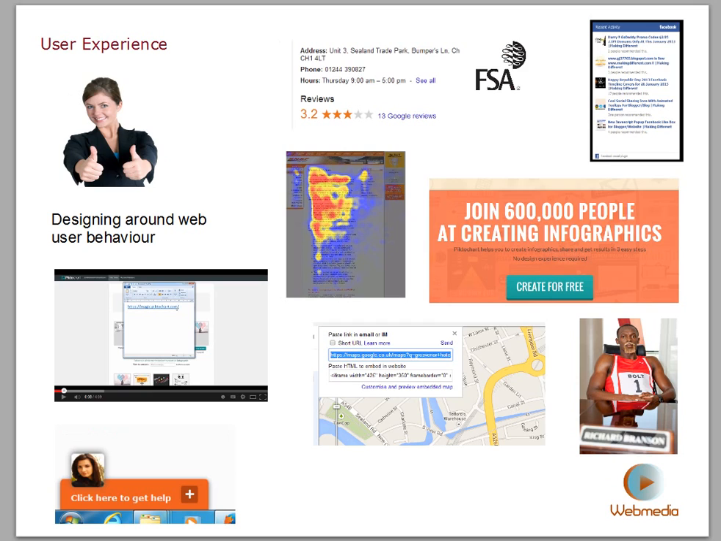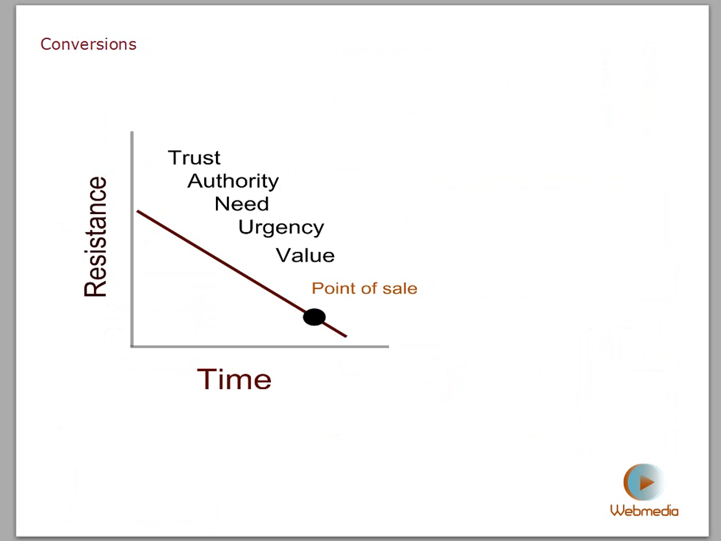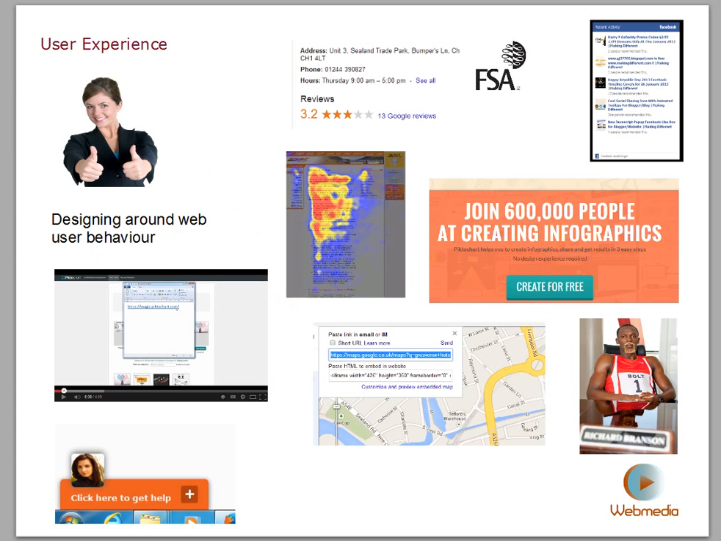Just to look at some of the other things that again help people to move along this line from high resistance to low resistance online. The first one is reviews here. Reviews give people comfort, and nothing helps somebody buy more than knowing that somebody else bought before them and they had a good experience. So the more you can do to get reviews on TripAdvisor or on Google Places, the more you're going to help people move along that resistance line.